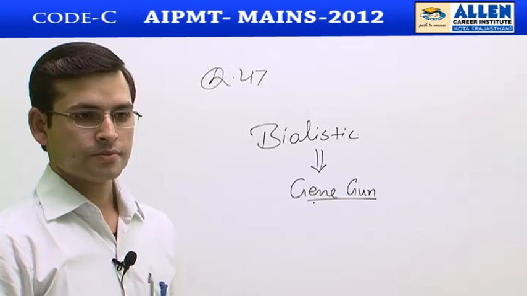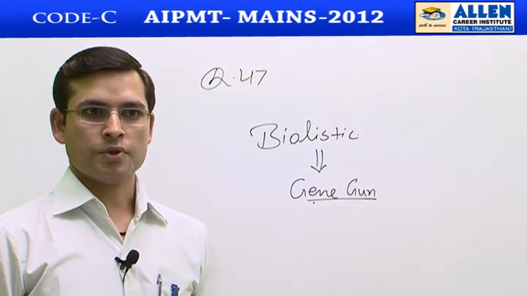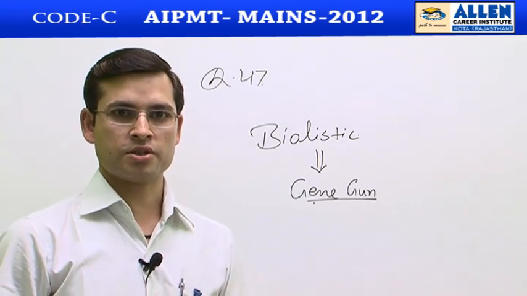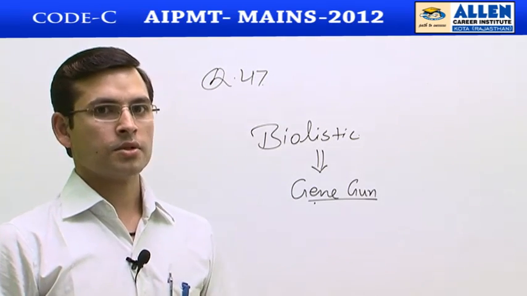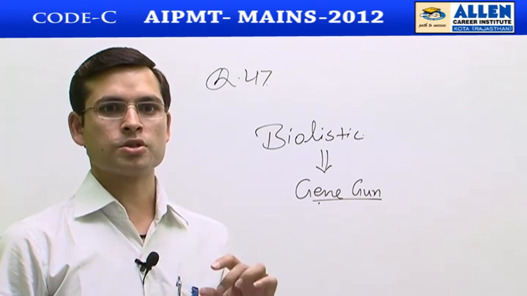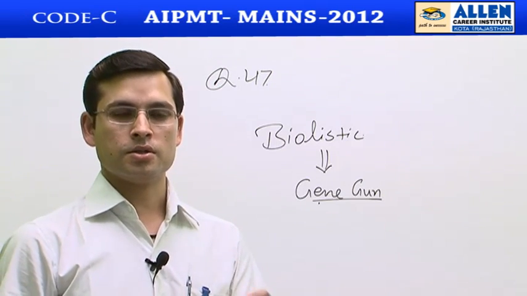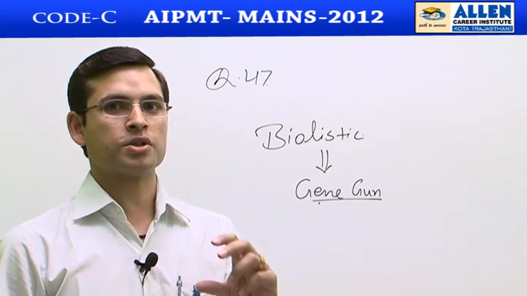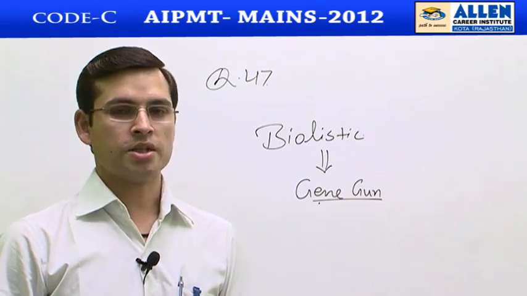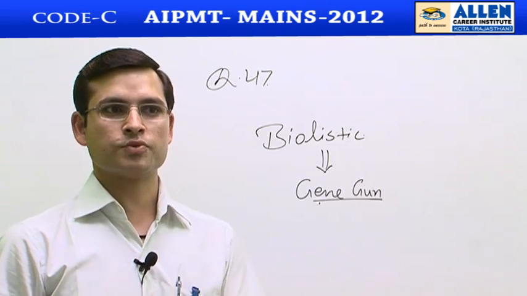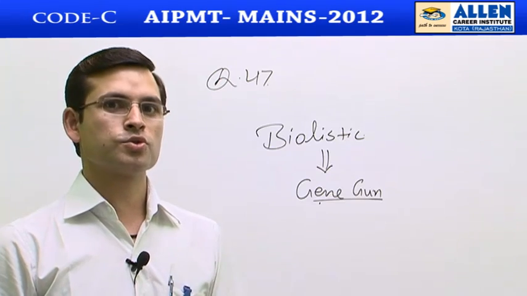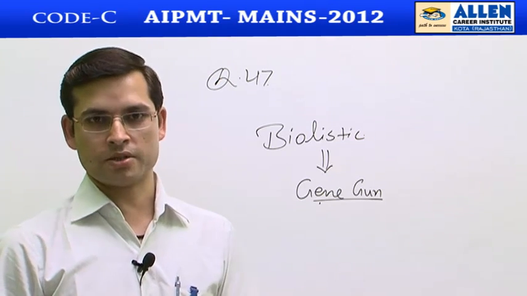Now in this method, particles of gold or tungsten coated with DNA are bombarded on the host cells. Because it involves the bombardment of particles, the host cells must have a cell wall around them, some protective covering, so that they can bear this kind of bombardment. That is why it is suitable for those cells which have some protective covering like a cell wall, and that is why it is used for transformation of plant cells.